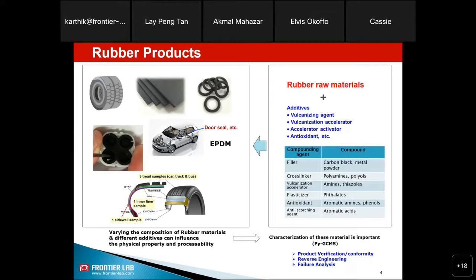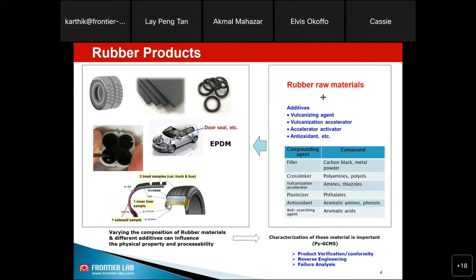The finished rubber product always comes as a rubber raw material plus different additives meant as vulcanizing agent, vulcanization accelerator, activator, or antioxidant. There are different materials used for these purposes. For filler, it's always carbon black or metal powder. For crosslinker, it is polyamines or polyols. For vulcanization, it's amines or thiazoles.